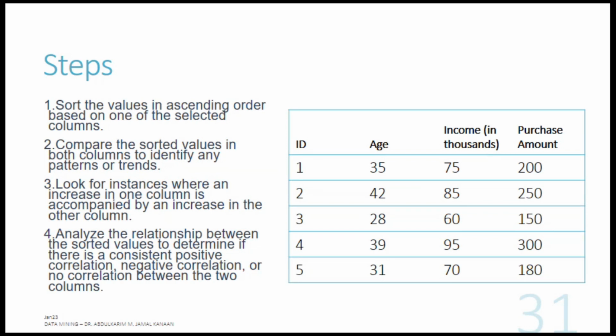So again, sort the values and compare the sorted values in both columns, based on which two variables you are trying to identify whether they have patterns or not. Look for instances where an increase in one column is accompanied, or not, by an increase in the other column. Then analyze the relationship between the sorted values to determine whether there's a consistent positive correlation, negative correlation, or no correlation. So we may have positive, negative, or no correlation. Now let's assume that I would like to focus on income and purchase to see whether there's correlation or not. So we sort them out.